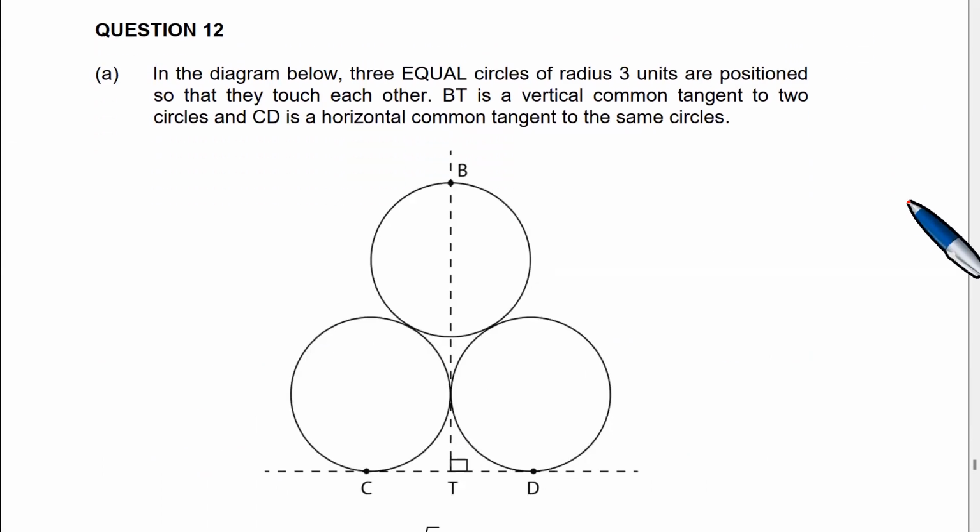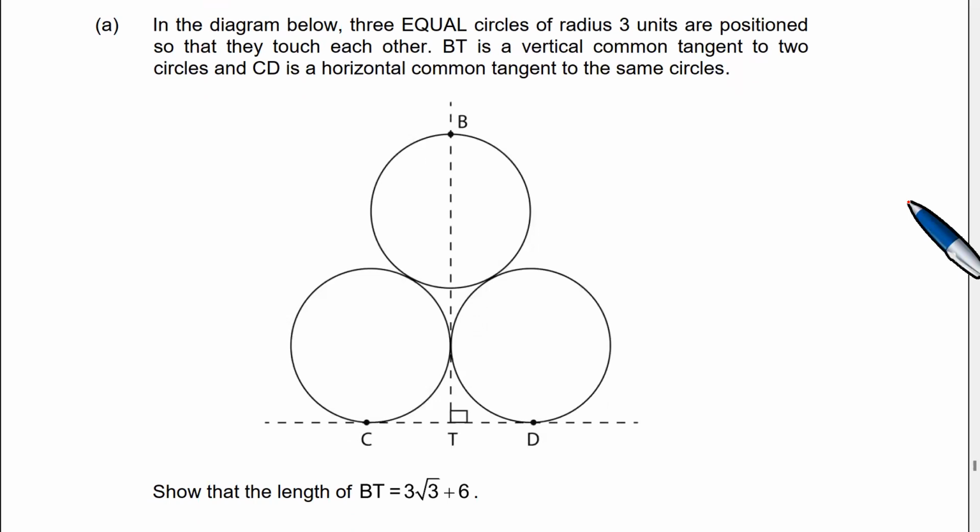We have also another question that was given to the IB students in the same year. They decided to give them a diagram like this, and they said, in the diagram below, 3 equal circles of radius 3 units. So there's a circle here, and this circle has a radius. The radius is the distance from the center to the boundary, and it is 3 units. Each one of them, even this one here, is 3 units, and this one here also has a radius of 3 units. So these are congruent circles.